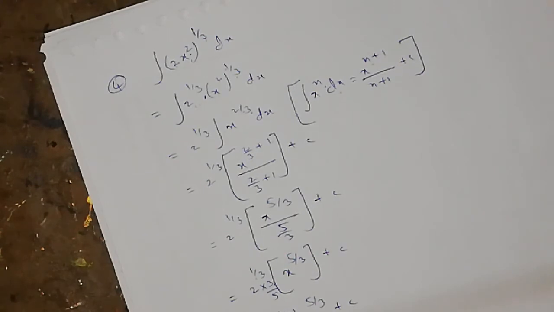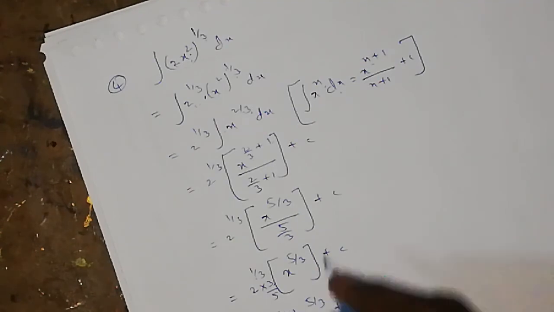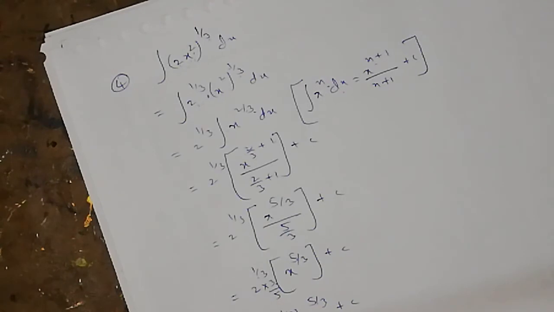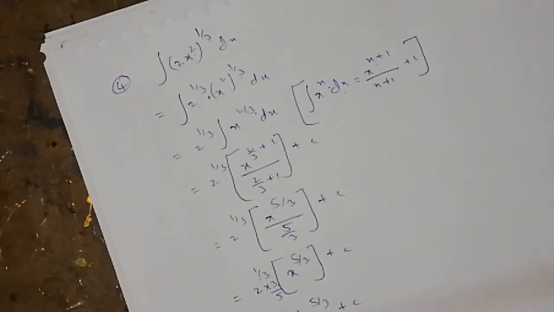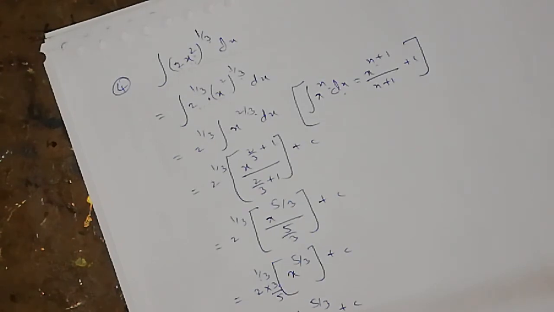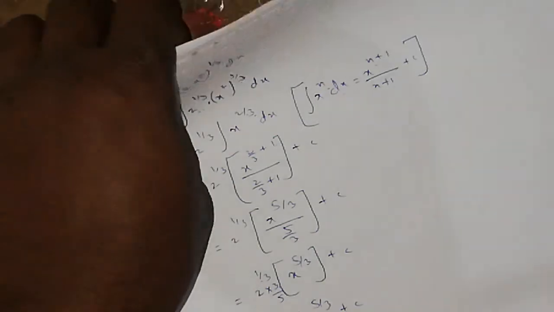Otherwise this can be written like this also, 3 by 5, 2 to the power of 1 by 3. Here 2 is having the power 1 by 3. What I said, 1 by 3 power, this can be written as cube root 2. Cube root 2 into x to the power of 5 by 3 plus c. This is your answer. 3 by 5 cube root 2 x to the power of 5 by 3 plus c. This is your final answer.